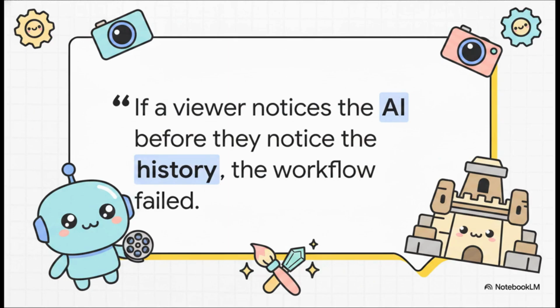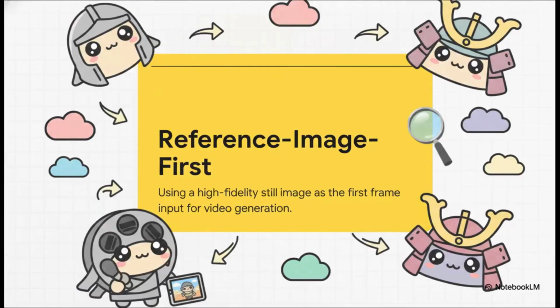So the crucial point is this quote from professional AI creators. "If a viewer notices the AI before they notice the history, the workflow failed." Your number one job is to protect the continuity of the world you're building, because if the architecture randomly shifts styles between shots, you've instantly pulled the viewer right out of the story. So how do we fix this?